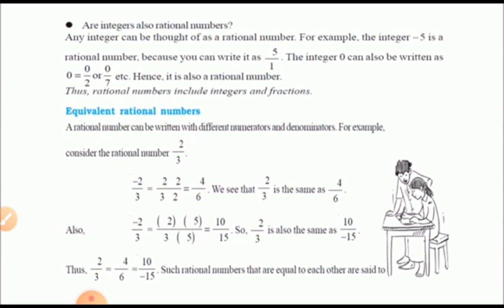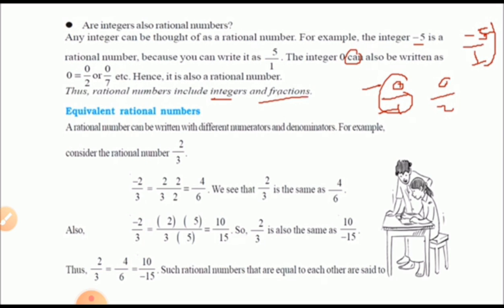Are integers also rational numbers? Why not? Any integer can be thought of as a rational number. For example, the integer minus pi is a rational number. Why? Because minus pi is the numerator and 1 is the denominator. We know that if the denominator is not written, then it should be 1. Same way, 0 can also be a rational number. Why? 0/1 or 0/-1, that is also 0. So, the rational numbers include integers and fractions.